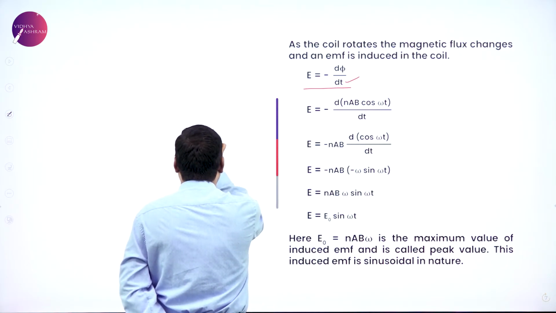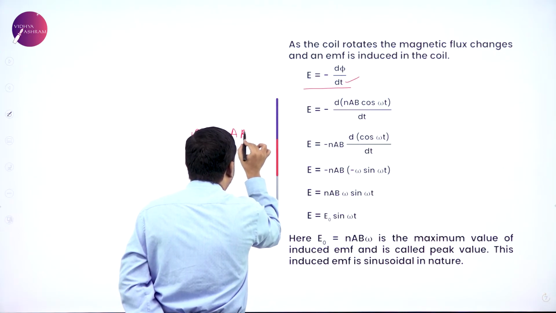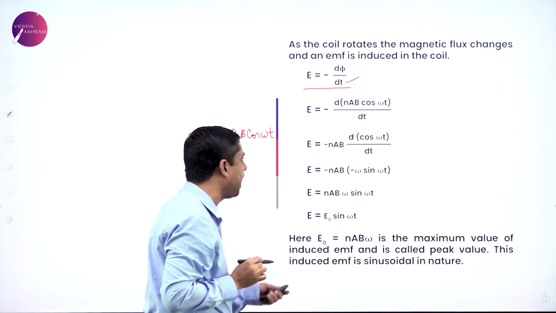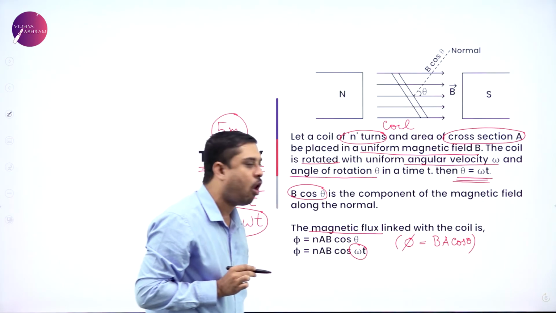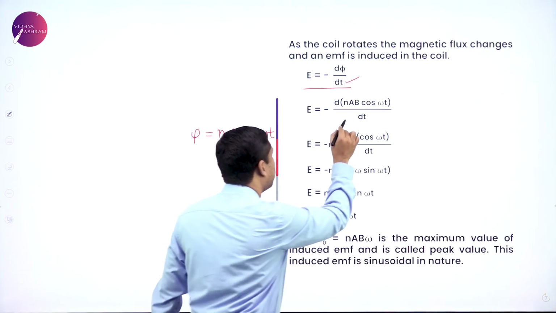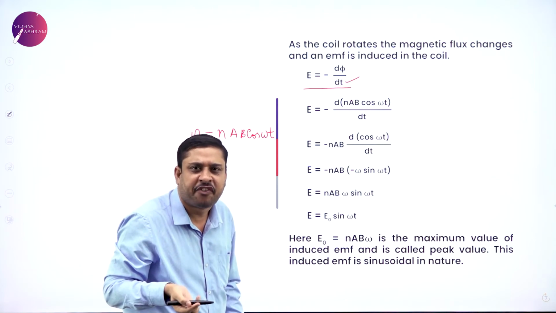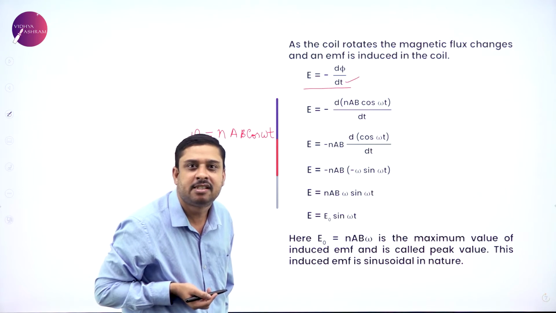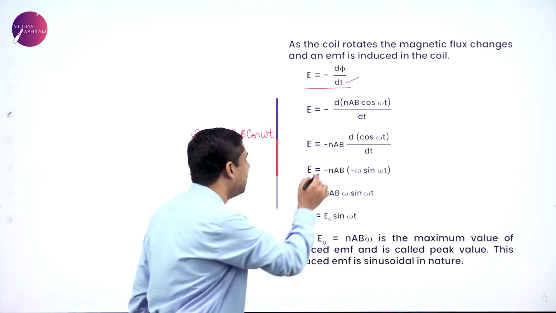Phi we already have written as N A B cos omega t. Previously, I have written it here, N A B cos omega t, divided by dt. Now the basics of differentiation. Take out all constants outside the differentiation symbol.